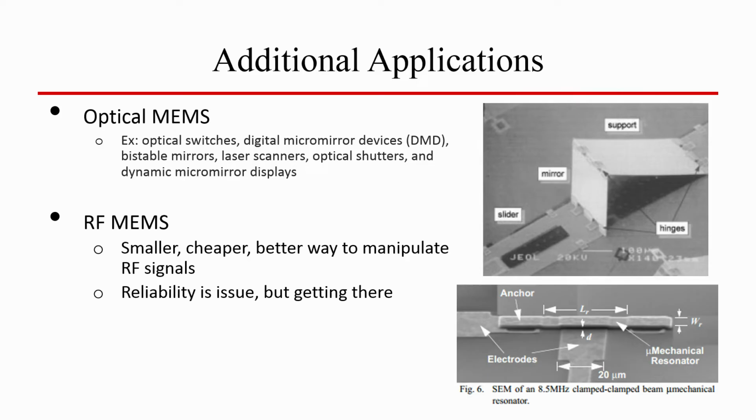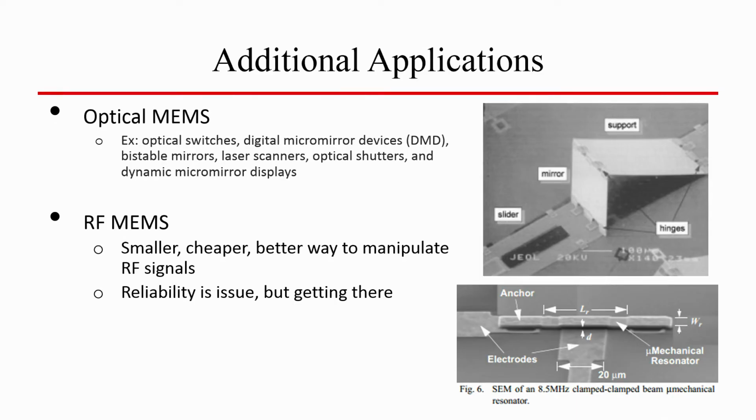So, additional applications are in the area of RF, radio frequency MEMS. It can be a radio frequency switch. It can be in the area of optical MEMS, where we are looking at optical mirrors, switches, micrometers, bistable mirrors, laser scanners, optical shutters, as well as dynamic micromirror displays. While if you talk about RF MEMS, then it can be used for radio frequency switches.